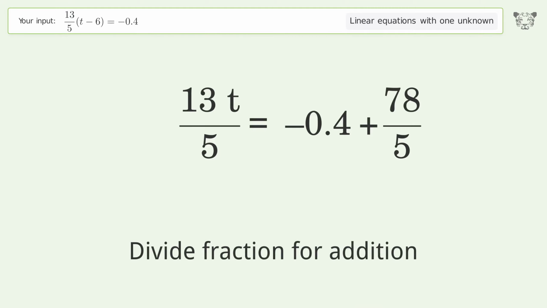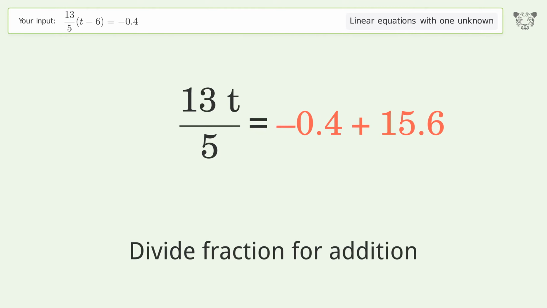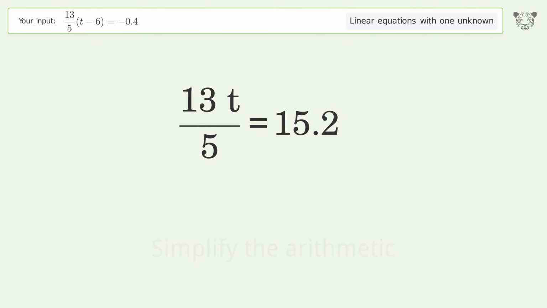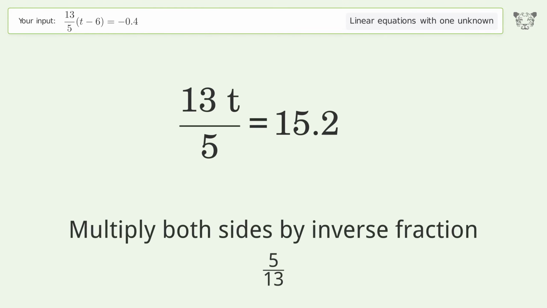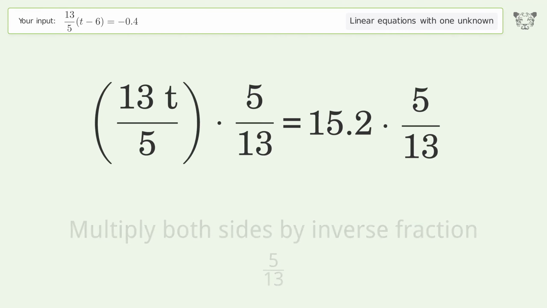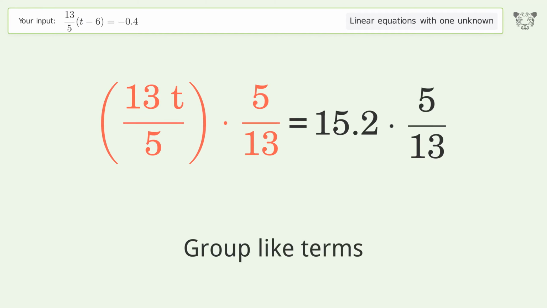Divide fraction for addition. Simplify the arithmetic. Isolate the t. Multiply both sides by inverse fraction 5/13. Group like terms.